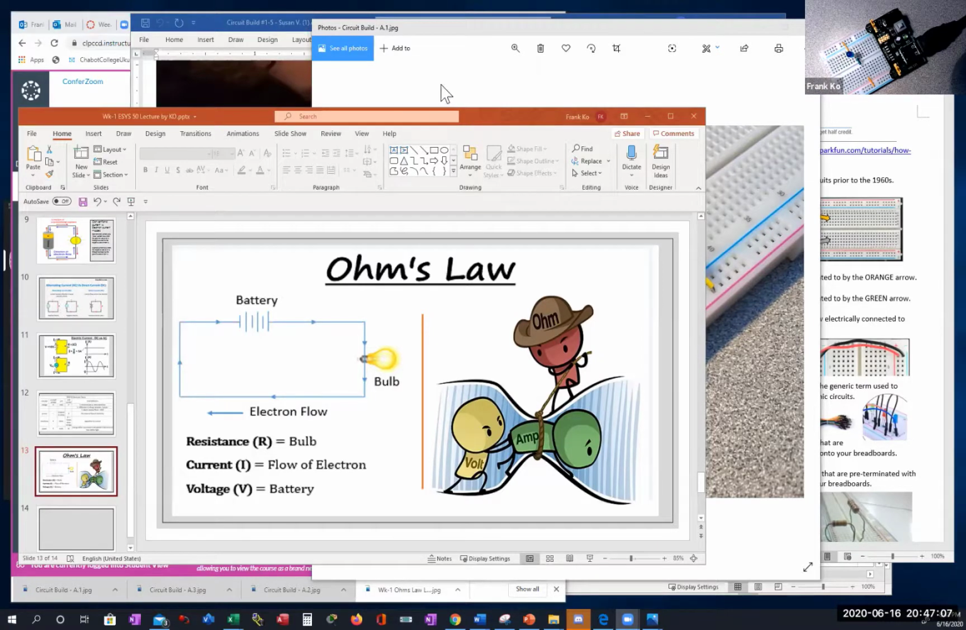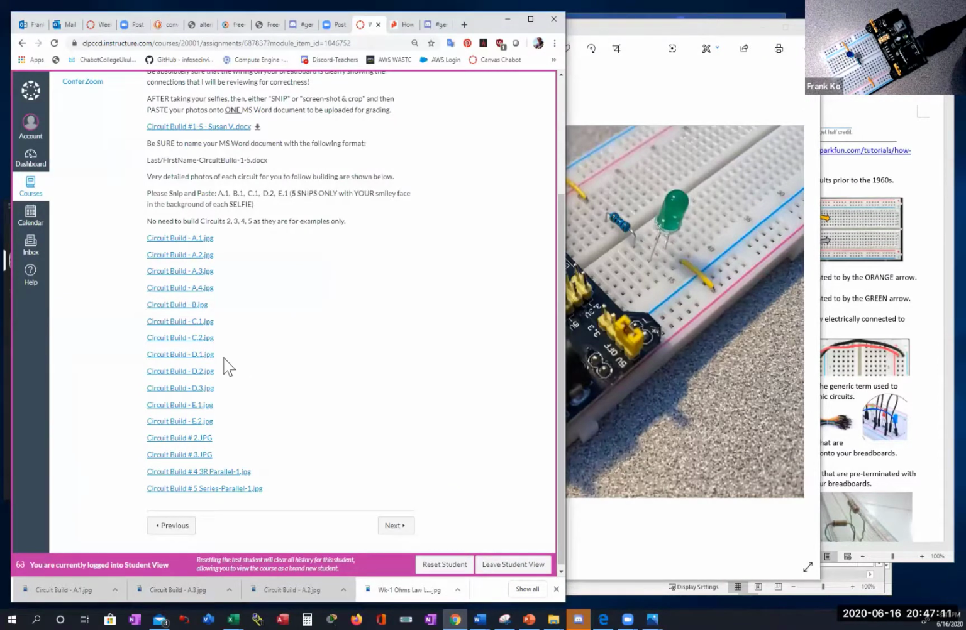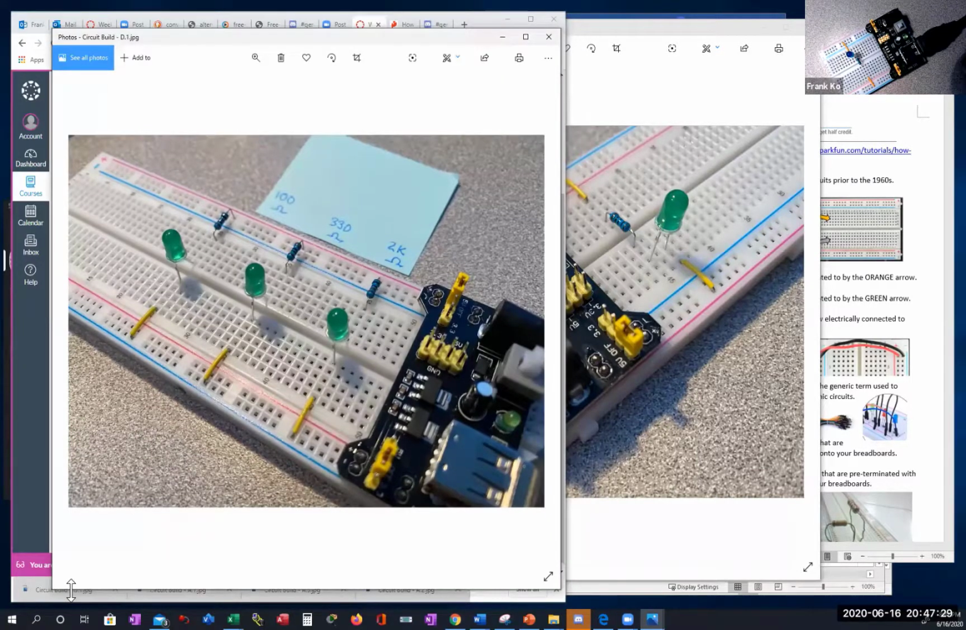And so you will find that for your circuit build forthcoming, and I think I have it in D. Is it D? I think it's D. Yeah, D. D1. Let's take a look at D1. Aha, here we go. Can everybody see my circuit D? D.1 shows the build, and it's being built with a 100 ohm resistor on the far left.